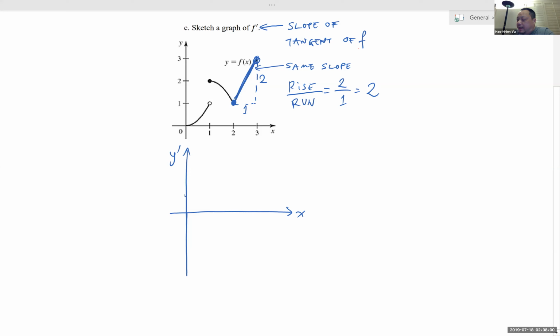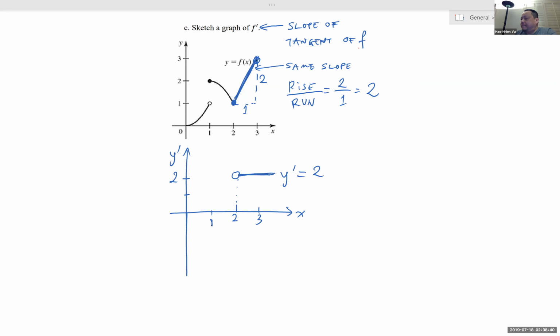So on the y prime axis, I'm going to draw a horizontal line with value of 2. So from x equals 2 to 3, y prime is equal to 2. Okay. So that's the key for drawing f prime. You look at the slope and then you graph it somewhere else. You do look at the shape of the graph because that sort of gives you a hint, but the key thing to look for is the slope.